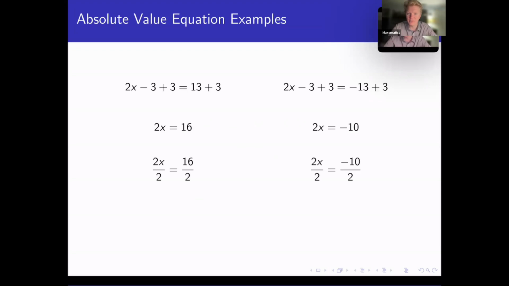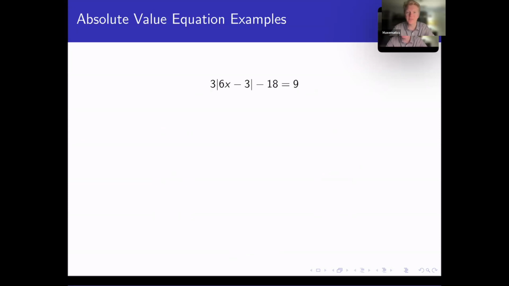Let's divide both of them by 2, and we get two solutions: negative 5 and 8. It took one real new line of setup to break one absolute value equation into two separate ones. But aside from that, not really anything different, right? Just solving a pair of linear equations, maybe a little meaty. 2x minus 3 equals positive and negative 13 isn't necessarily short, but I think you see the method here.